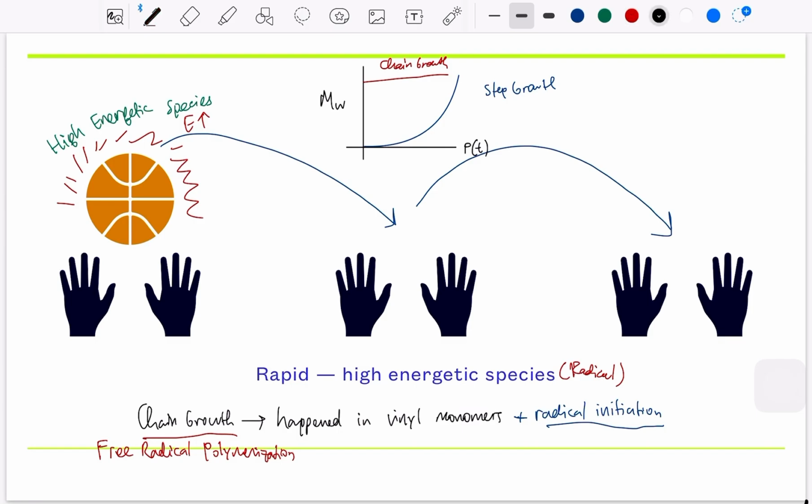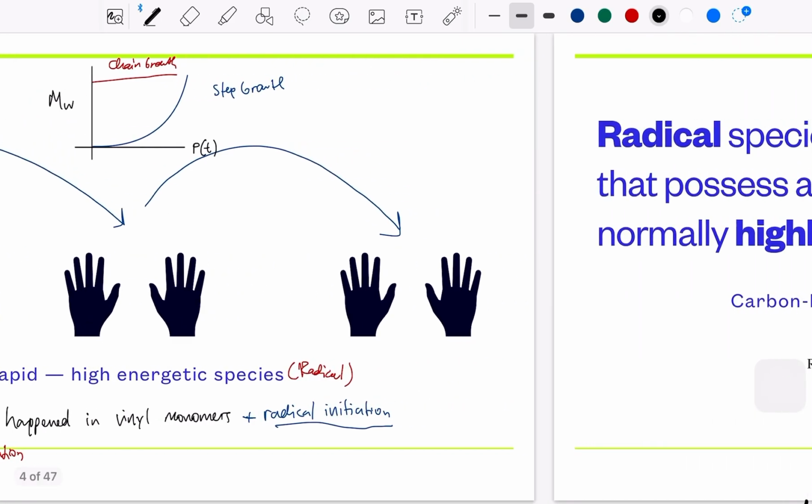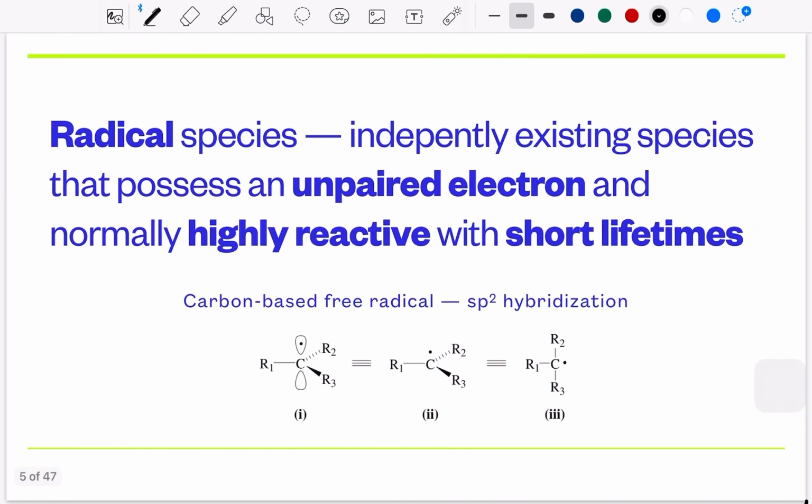Okay, that's the radical species definition. So they are independently existing species, and what's so unique about the radical species is because they have the unpaired electron and they are highly reactive with short lifetime. And the radical is on this position in the sp2 hybridization.